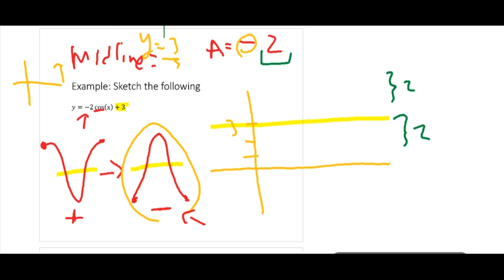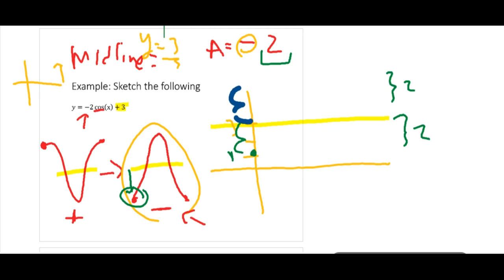So all that means is my first point, this one right here, needs to be 2 away from the midline. So if the midline is at 3, then 2 away means it's going to go 1, 2. It's going to start right there at 1. And then going in the other direction, we know it has to go up by 2 again.